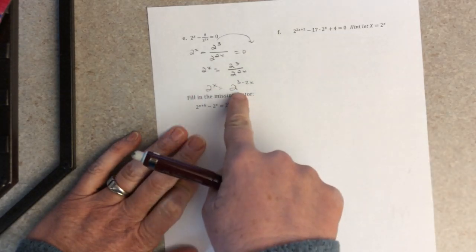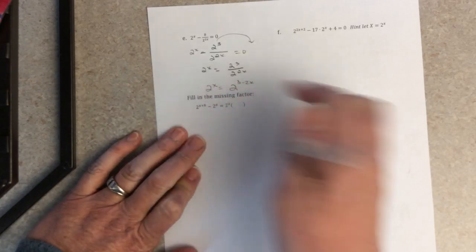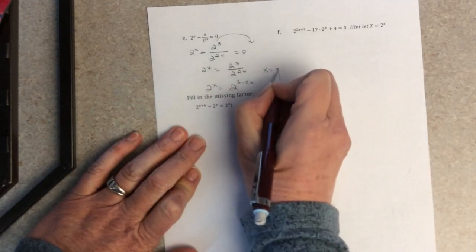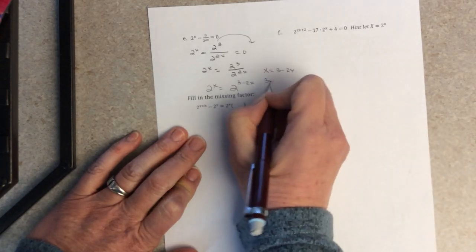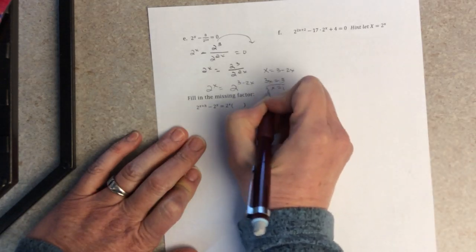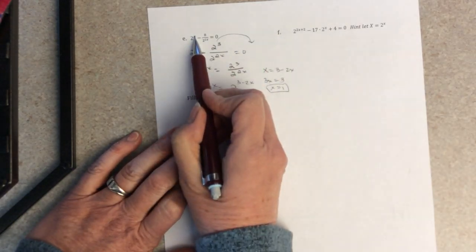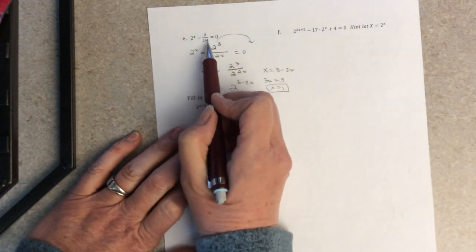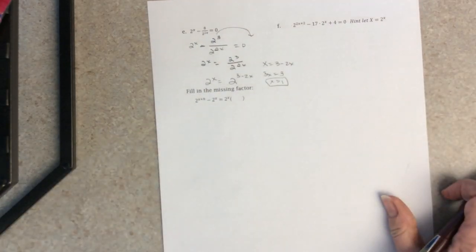So now again, I'm in a place where I can set that exponent equal to that exponent because the bases are equal. When I solve that, I'll get 3x equals 3, x equals 1. So that means 2 to the 1st minus 8 over 2 squared is 0. You can check that on your calculator if you'd like.